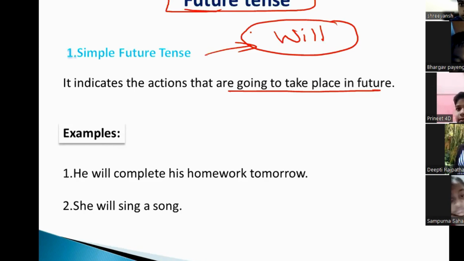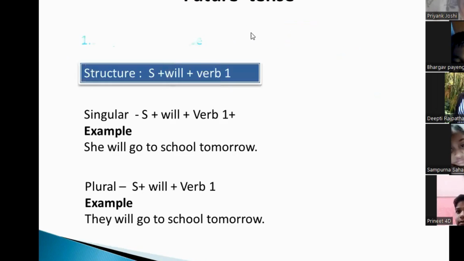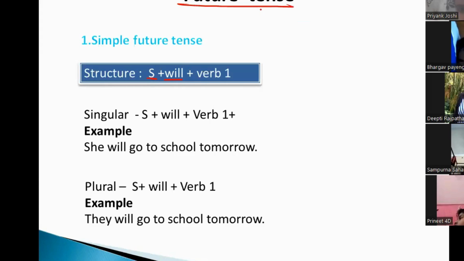So now let's see the structure of the simple future tense. It is very, very easy. Subject plus will. What I've told you, will represents the future tense. So definitely you should have will in all the tenses of future tense. So subject plus will plus first form of verb. When your subject is singular, the structure is subject plus will plus first form of verb.